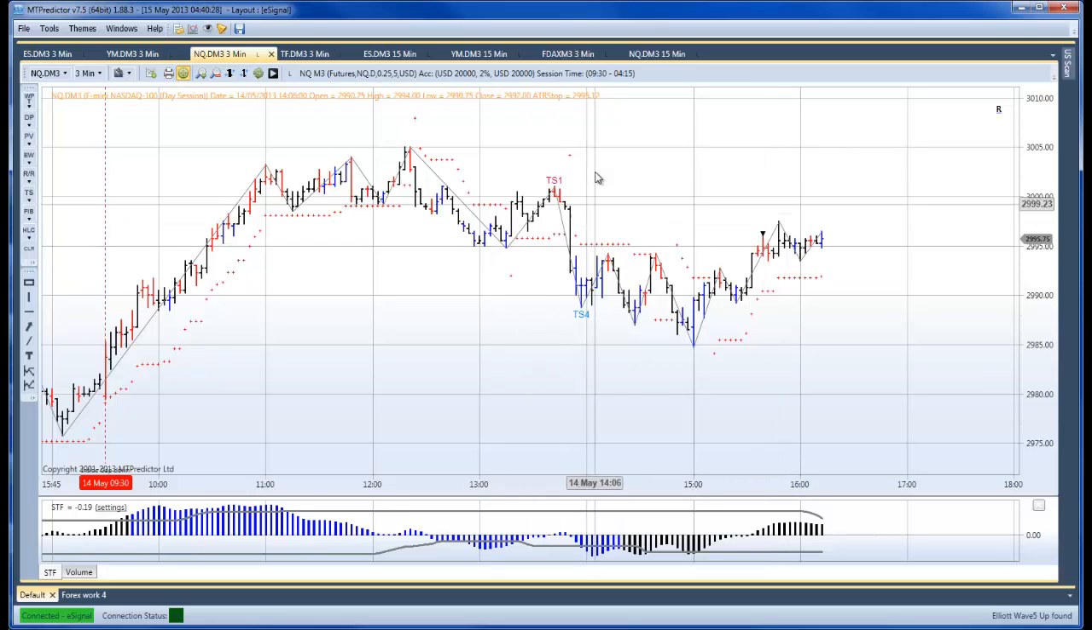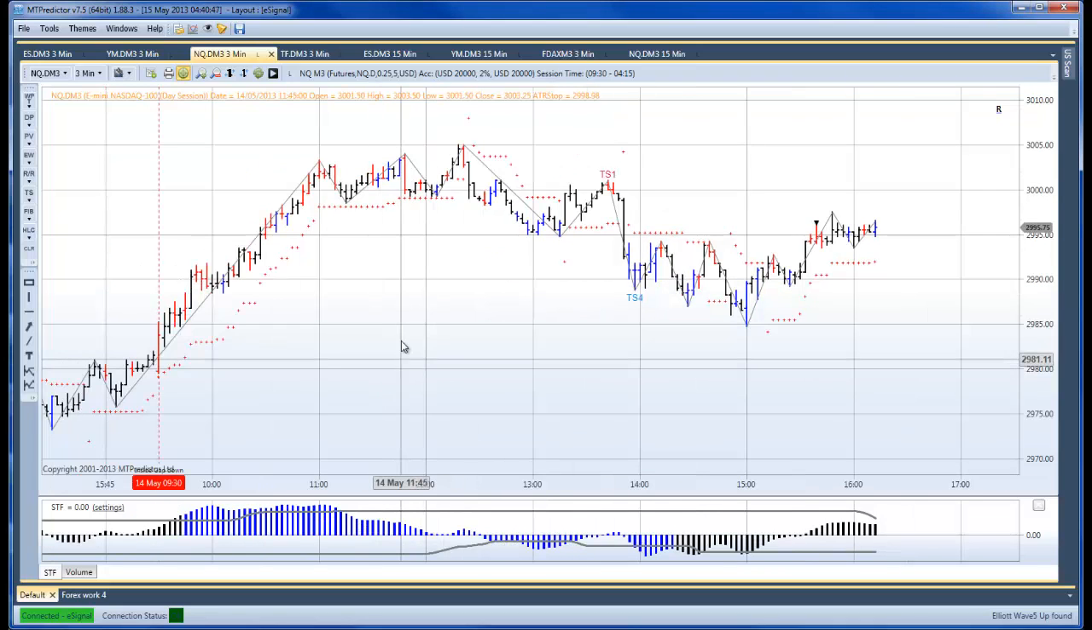But I want to look at this TS1 sell. Now initially you can see that this TS1 sell is against a blue STF. So you may be asking, why would any MTPredictor users be considering a sell at this particular stage here? Whereas normally we look to take the trend off the larger degree charts.